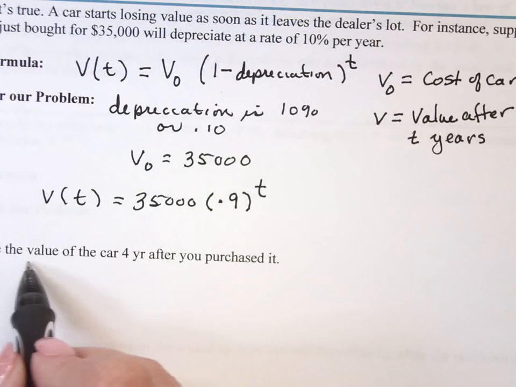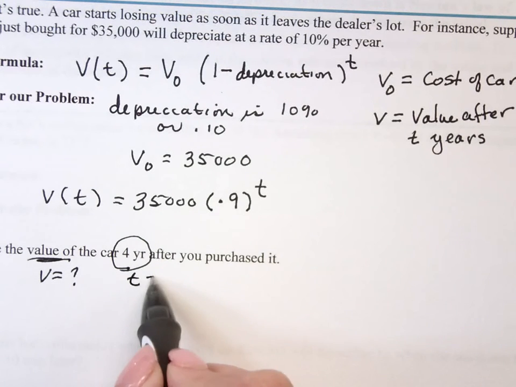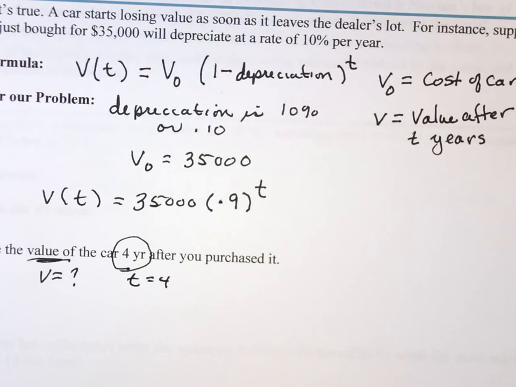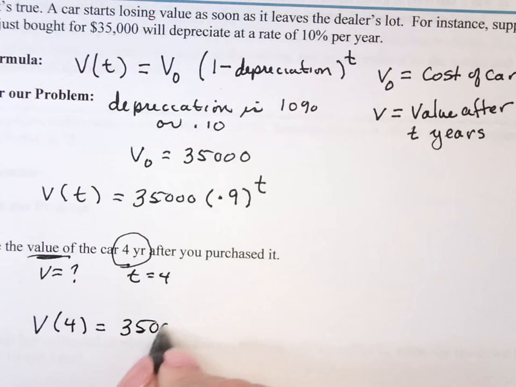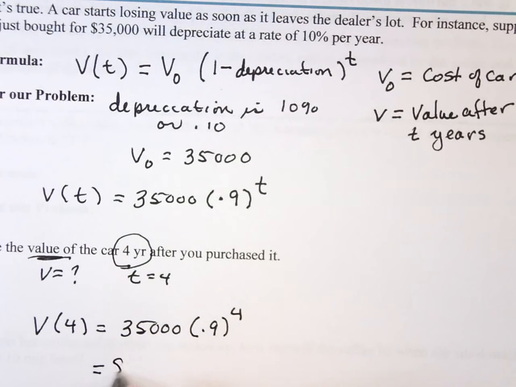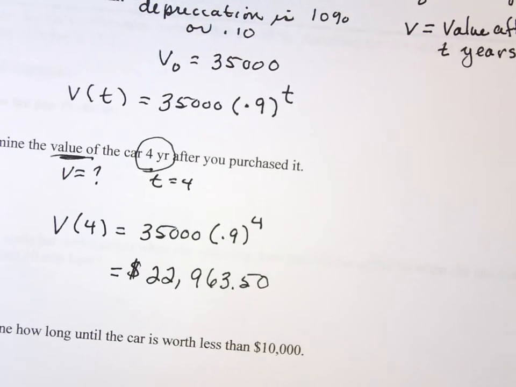It says determine the value, so I want to know what V is, of the car 4 years after it's purchased, so T is 4. It's just very straightforward. V of 4 is 35,000 times 0.9 to the 4, and using my handy dandy calculator, so you're going to need a calculator for the test, at least a scientific calculator. And if you have a grapher, that's fine too. It is $22,963.50. So I've lost about $12,000 since I bought it 4 years later.